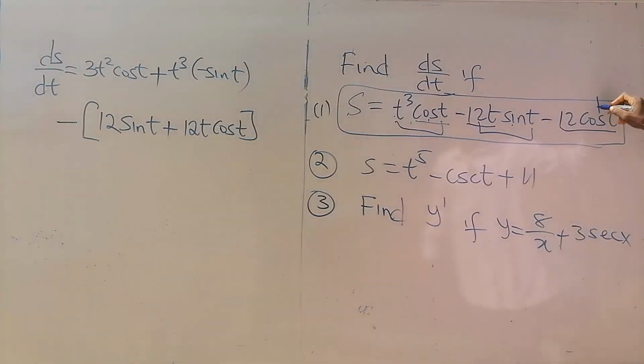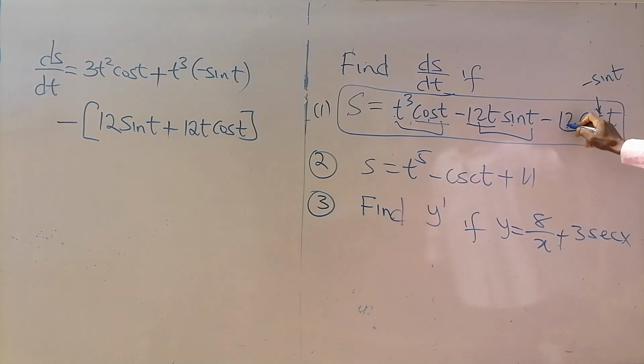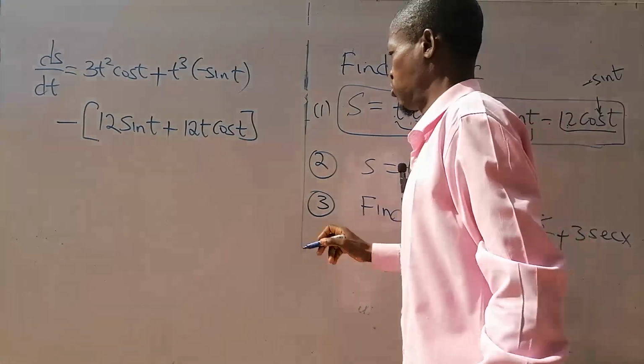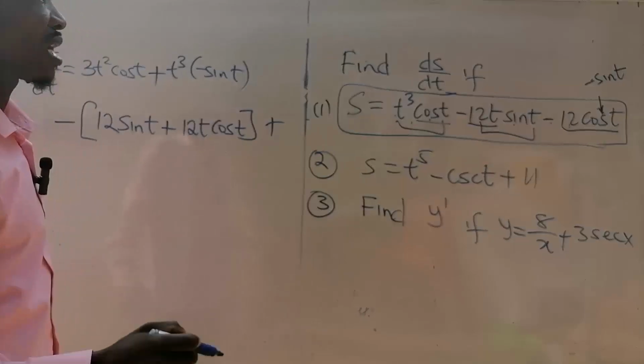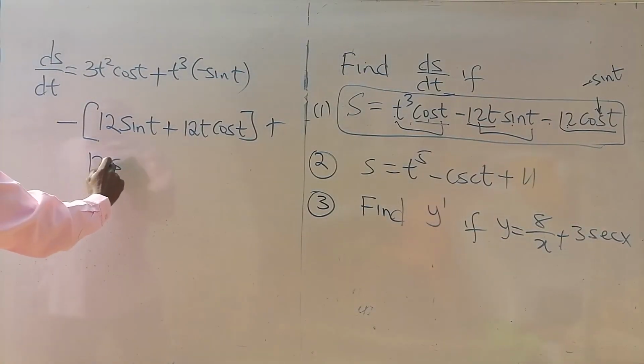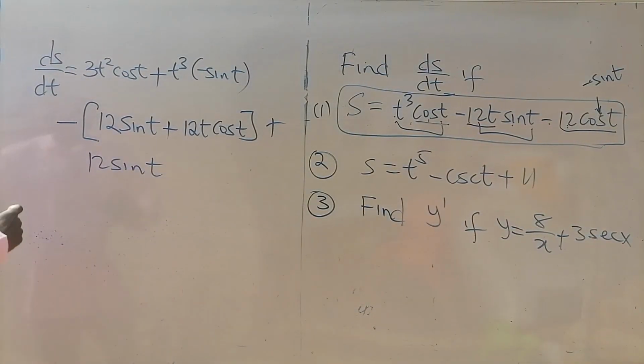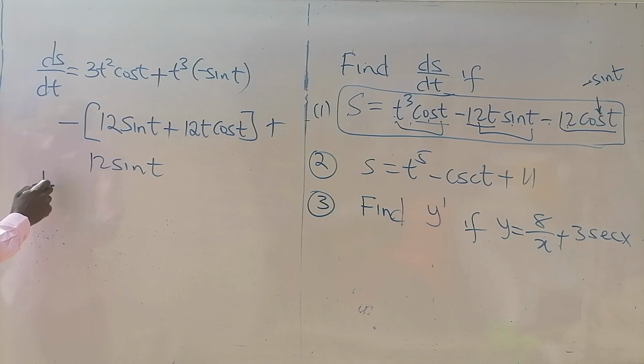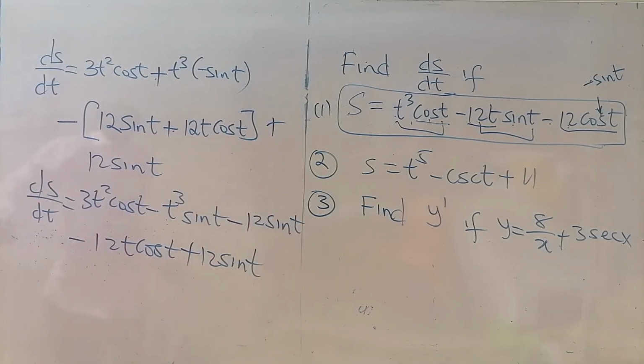And finally, this one, 12. If you differentiate cos, it's going to give you minus sine t. So this is a constant. So minus minus, that's a plus. So that's a plus 12 sine t. So that's that. The other thing is just the algebra. Do the algebra. So that's that on that.